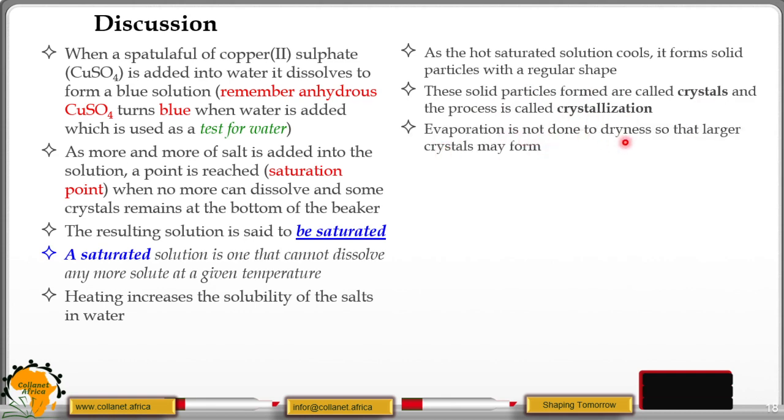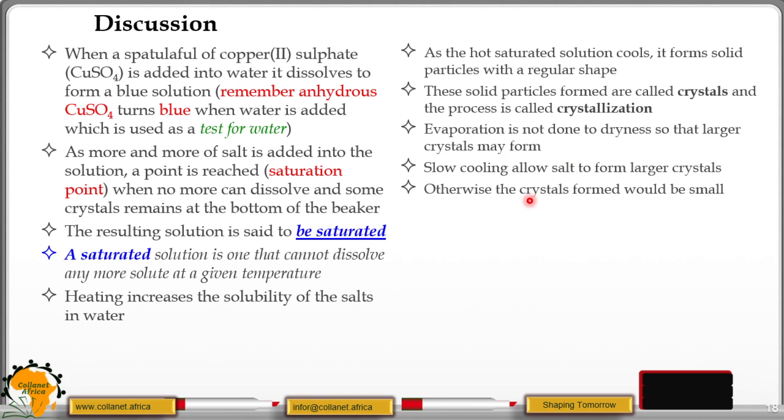Evaporation is not done to dryness so that larger crystals may form. Slow cooling allows salt to form larger crystals. So if you cool very fast, you don't get crystals, rather you get powder. Otherwise, the crystals formed would be small.